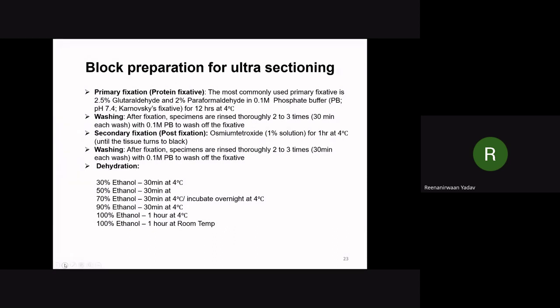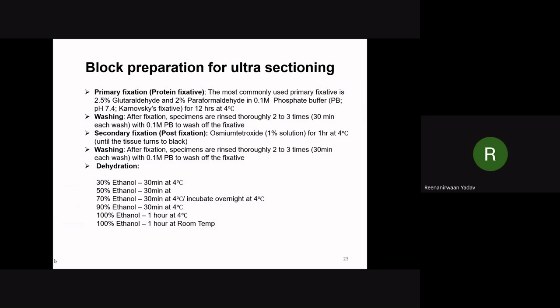So to provide the support for ultra sectioning, we have to embed our sample into a resin, either epoxy or araldite. So for proper embedding, we have to dehydrate our sample in a step-by-step manner, which we can do by 30% first, then 50%, 70, 90, and then finally by absolute. We can do this either by using ethanol or by using ethyl.